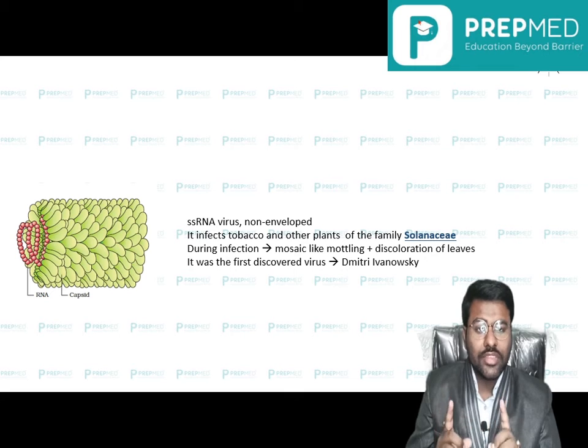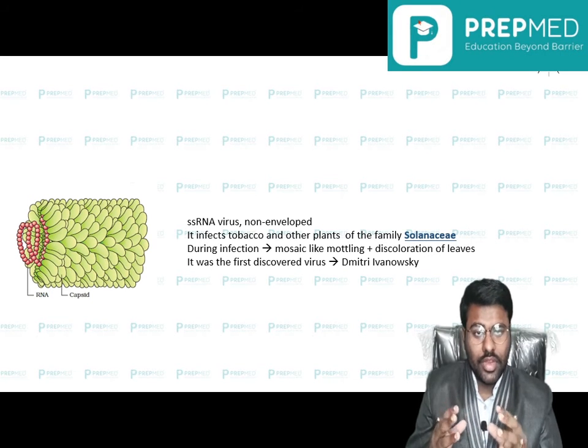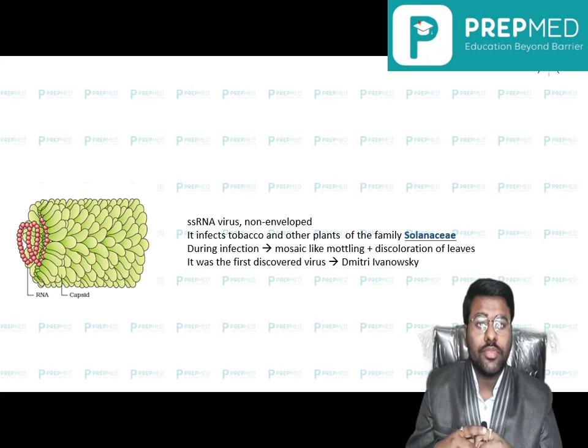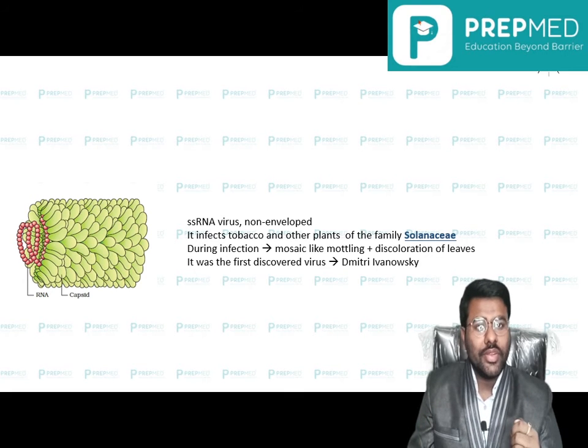And this is the first discovered virus, and who discovered this? Dmitri Ivanovsky. So these points are most important. First of all, ssRNA and non-enveloped, family Solanaceae, and most commonly affected is tobacco. Next, during the infection, there is mosaic-like mottling and discoloration of the leaves seen in the plant. And the first discovered virus is this, discovered by Ivanovsky.